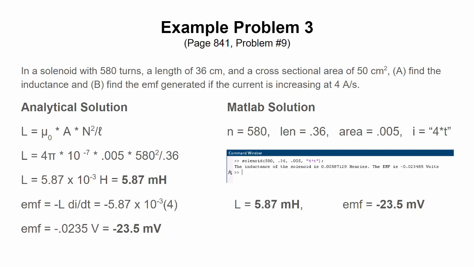Now we can find the EMF by first finding the derivative of the charge function, which is simply equal to 4, and then multiplying that by negative 1 and the inductance of the solenoid. Doing that, we can find that the EMF of the solenoid is negative 23.5 millivolts. Once again, however, these same numbers can be found even easier using MATLAB. Simply call the function, inputting N as 580, length as 0.36, the area as 0.005, and I as 4 times t. Immediately, the function will give you the inductance of 5.87 millihenries and the EMF as negative 23.5 millivolts. Once again, this is the same as what we got using the analytical methods.